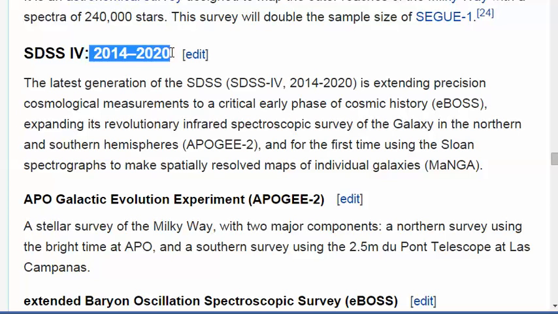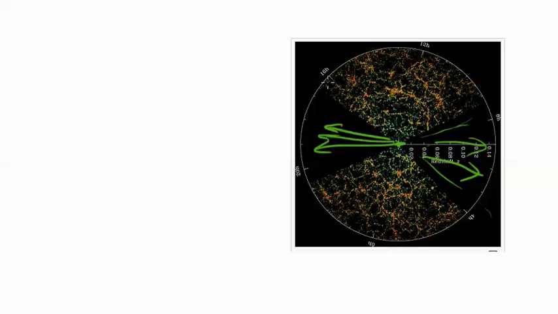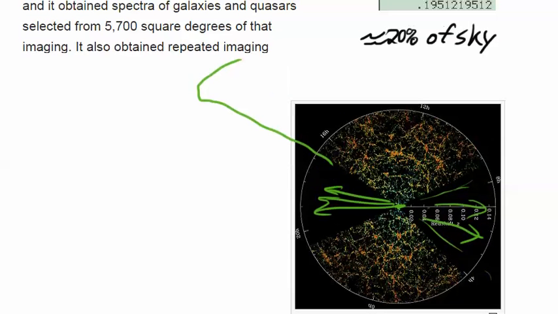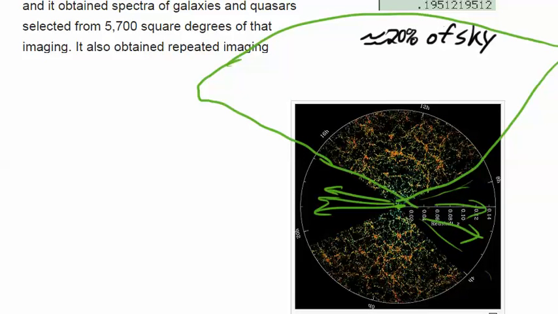Here we go into the future, because it's 2015 now, and it's extending the precision cosmological measurements to a critically early phase of cosmic history. What does that mean? That means essentially they're going to try to extend this range out further so that they can see further out. Because essentially this is further into cosmic history.